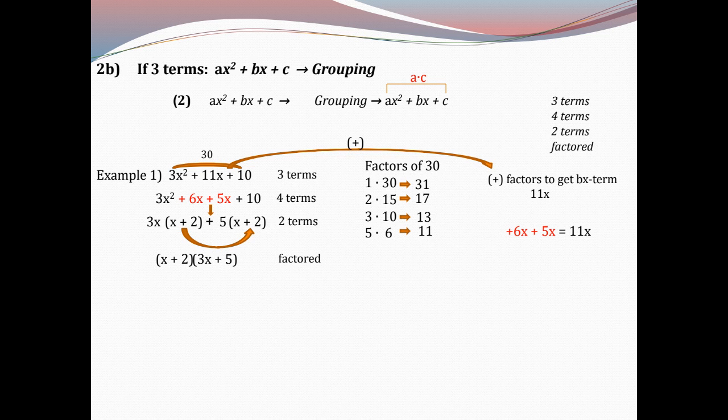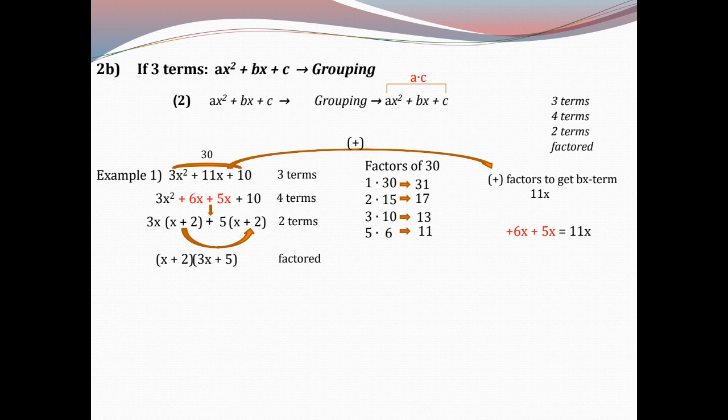But the first thing that we need to do is find the two numbers that, when A and C are multiplied, are the terms that we're looking for. The bx term is going to remain the same. These same two numbers have to add up to our bx term, but this is the only difference when A is not 1. We have to find the factors of the product of A with C.